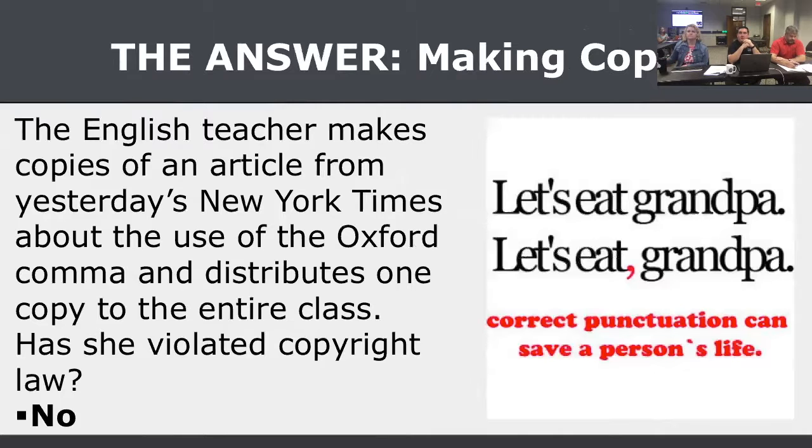Yeah, I think the only thing I'd be worried about is, number one, is the New York Times going to say you should have bought a subscription for every kid in the class, and you should have asked them for permission. That's that part of the spontaneity test. But I think for the most part now, we would take the position that this is acceptable. Yeah, I think she's cool. I don't think she's violated the copyright.